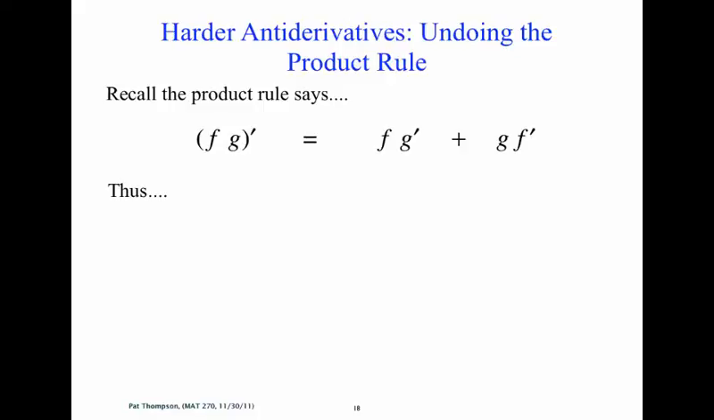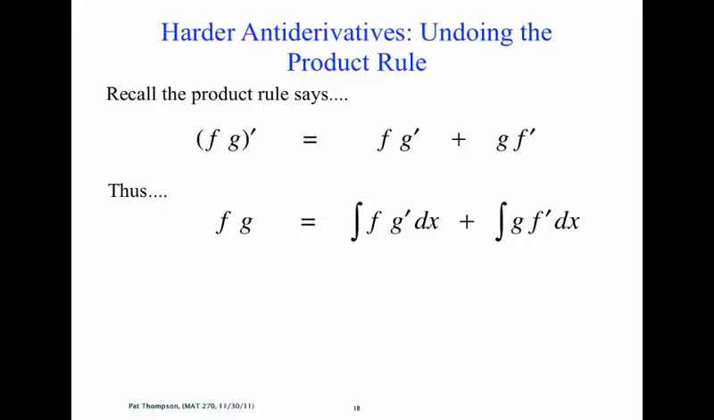So if we were to walk this back and take the antiderivative of both sides, it would look like this. I'm taking the antiderivative of the left, which will just take us back to f times g. And then the antiderivative of the right will be the integral of f g prime plus the integral of g f prime. Nothing hard so far, right? So that's the product rule, and this would be walking the product rule back to recover f g. So f g could be expressed as the antiderivative of f g prime plus the antiderivative of g f prime, and that would be our original product, f times g.